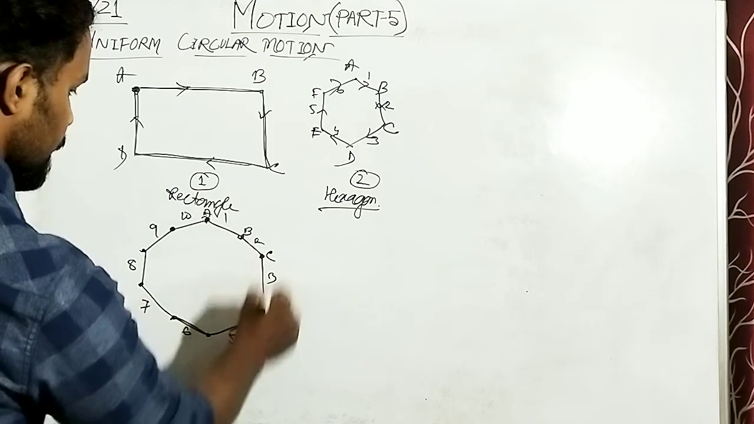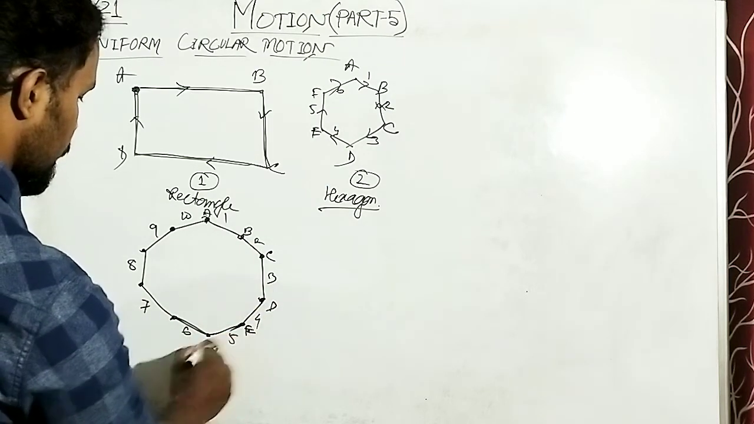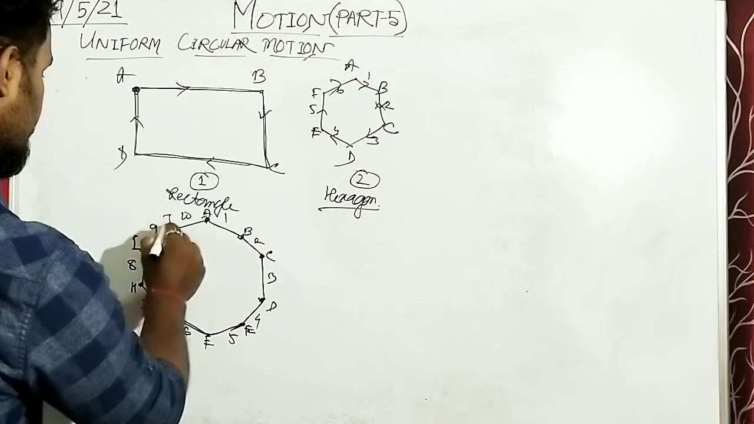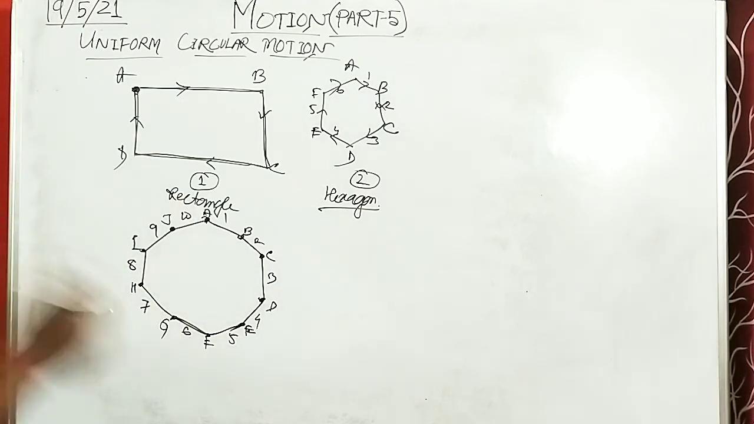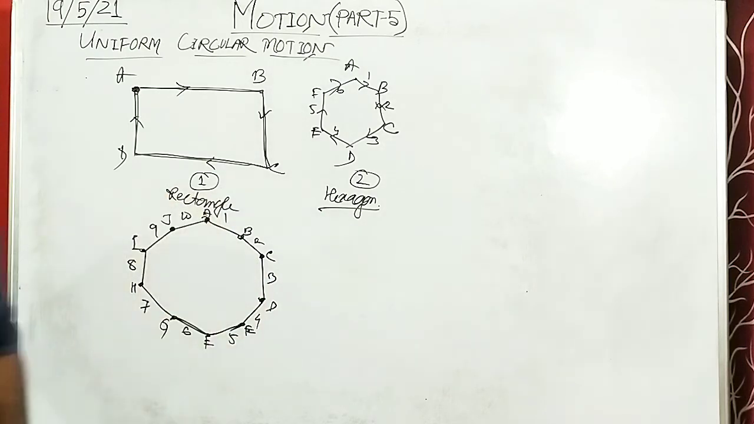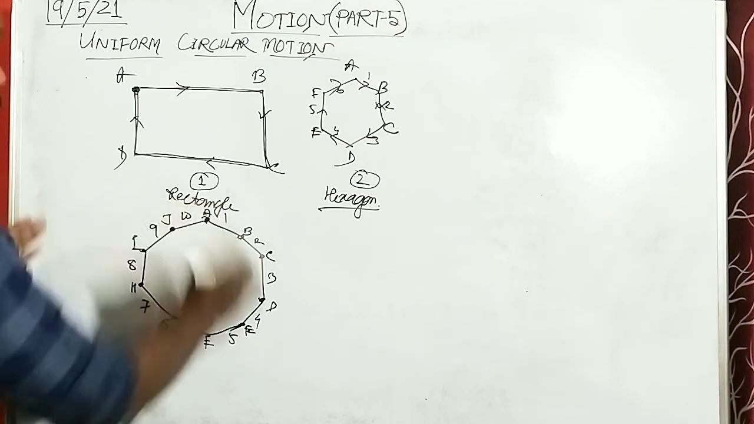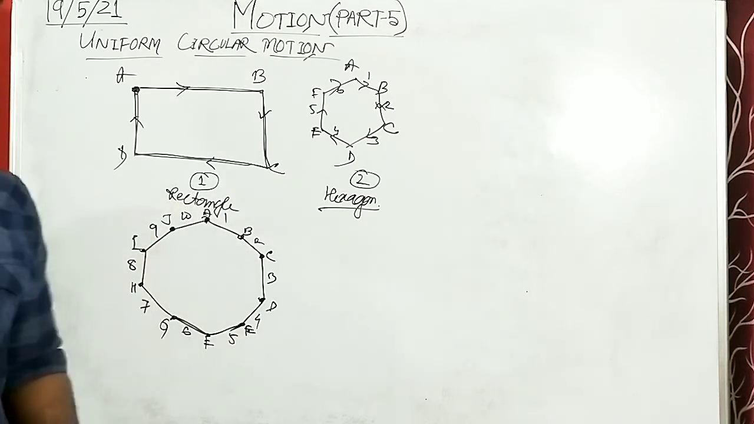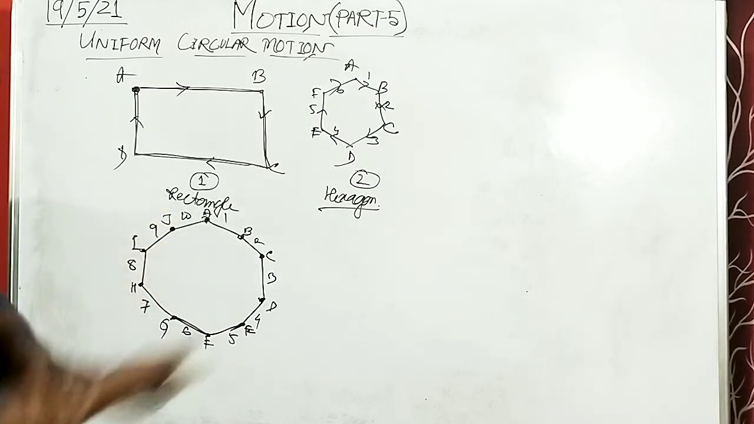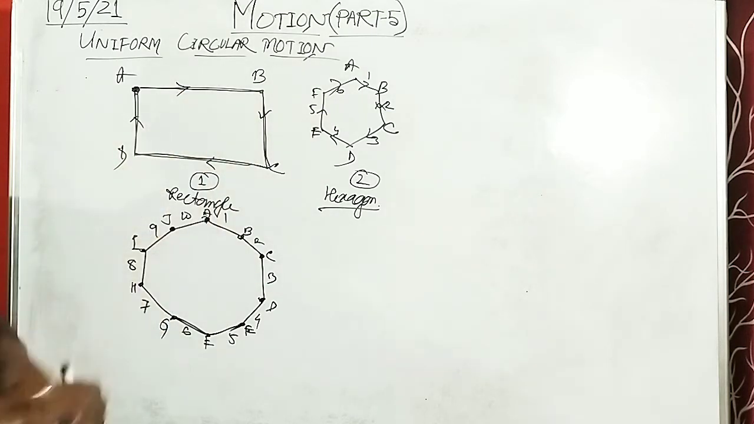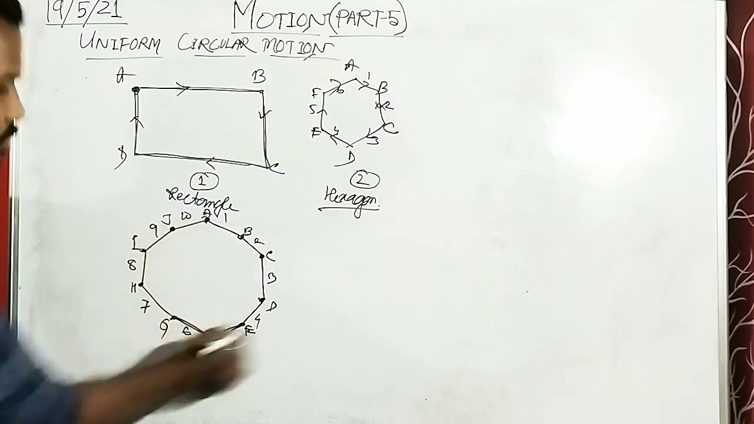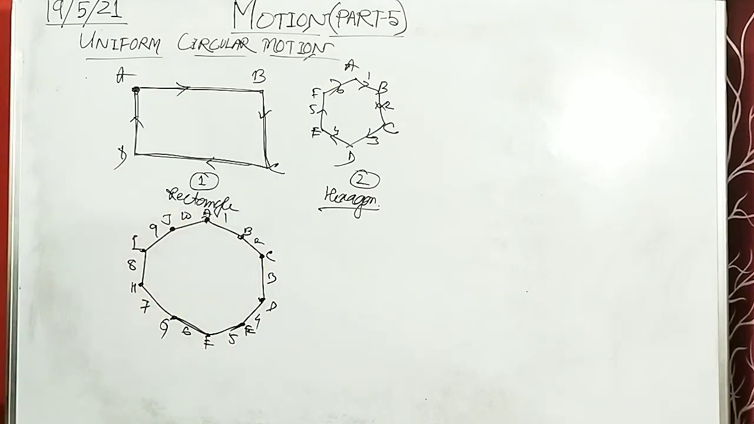A, B, C, D, E, F, G, H, I, J. Now you can clearly see that their number of branches are almost 10. Number of branches means number of paths are almost the same, almost 10, right? So again, as in the same case, we can find the perimeter, then we can find the distance. Now look closely. Is this figure almost looking like a circle, right?